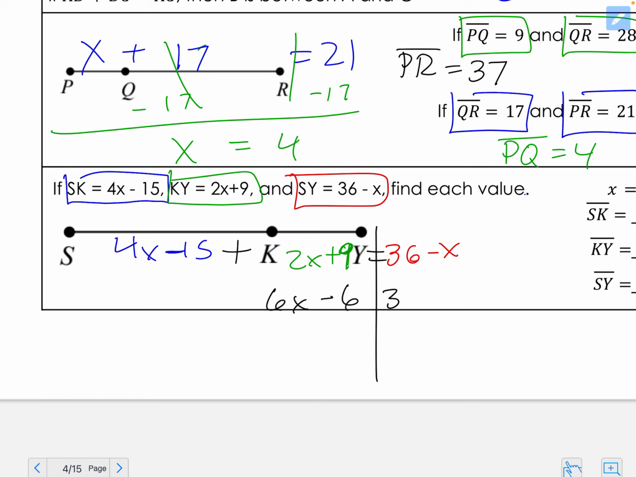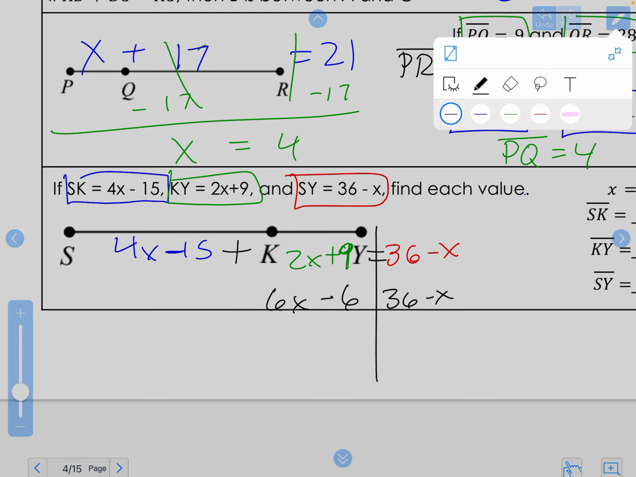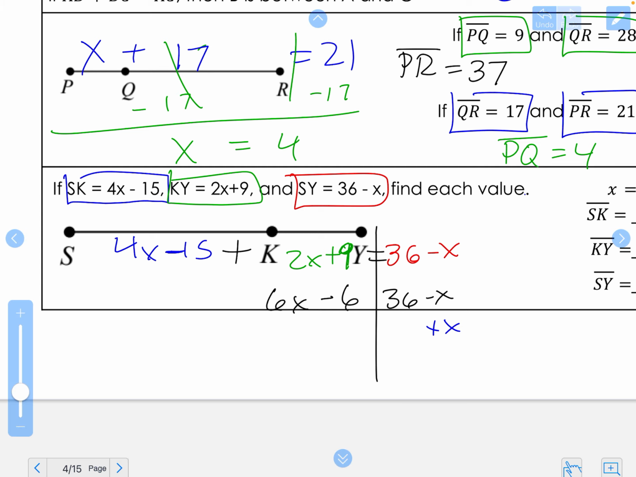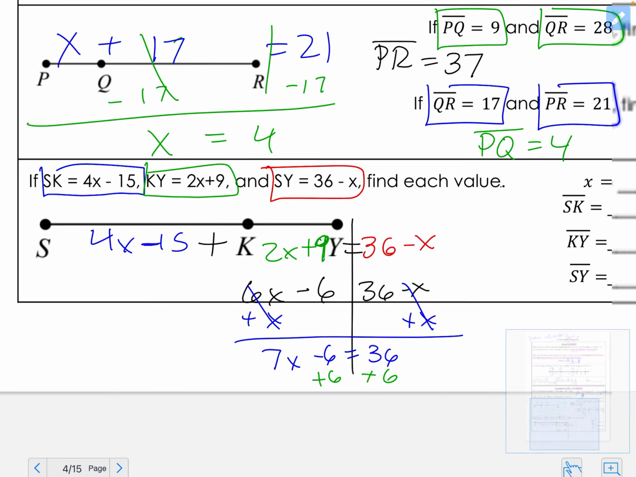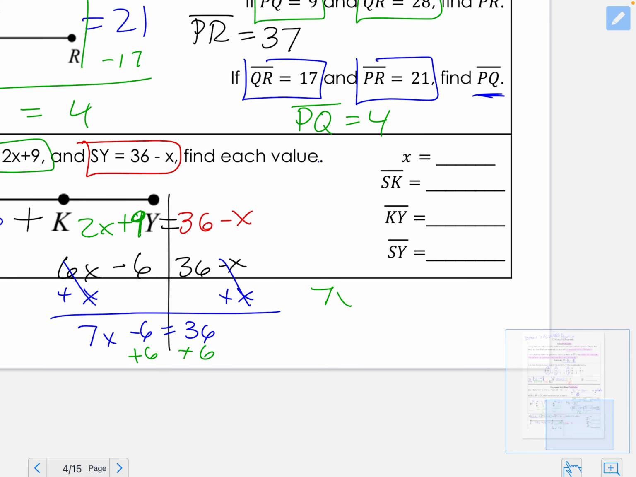And then we bring down our 36 minus x. I am going to add my x to the other side. 7x minus 6 equals 36 because those x's cancel. My next step is going to be add 6 to both sides. So we get 7x equals 42.